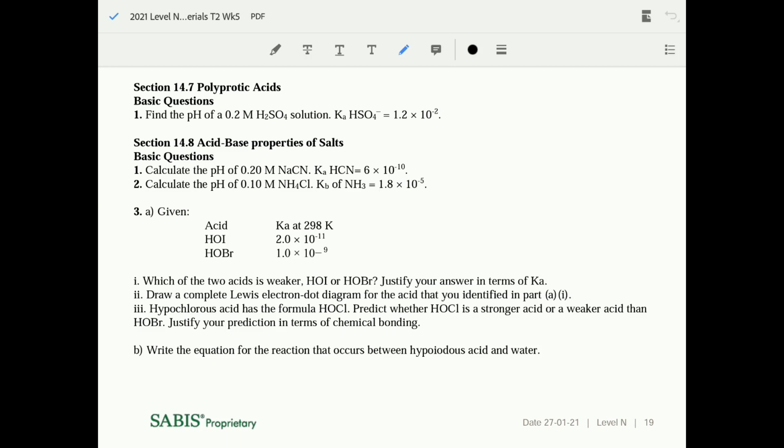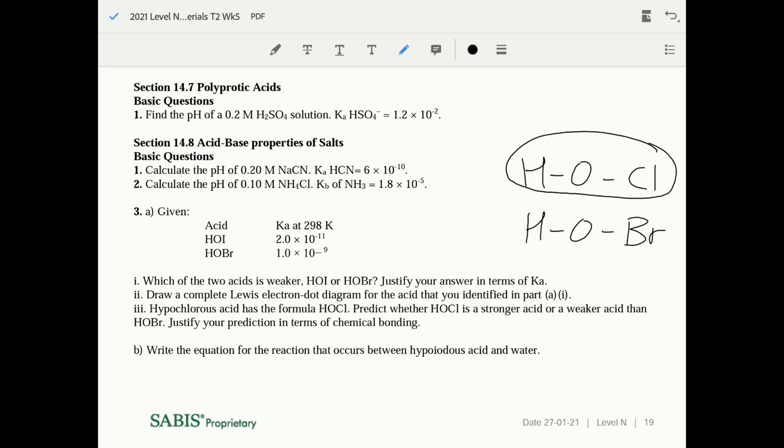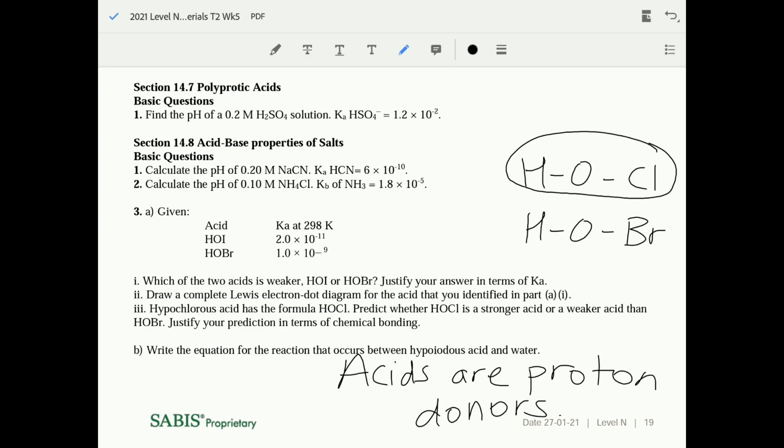Alright, let's check. HOCl versus HOBr, which is stronger? We should know that HOCl is stronger as an acid. But let's talk about what makes an acid strong. The strength of an acid is measured in terms of how easily it gets rid of the H, because acids are proton donors. So whichever acid can do its role the best is the strong acid.